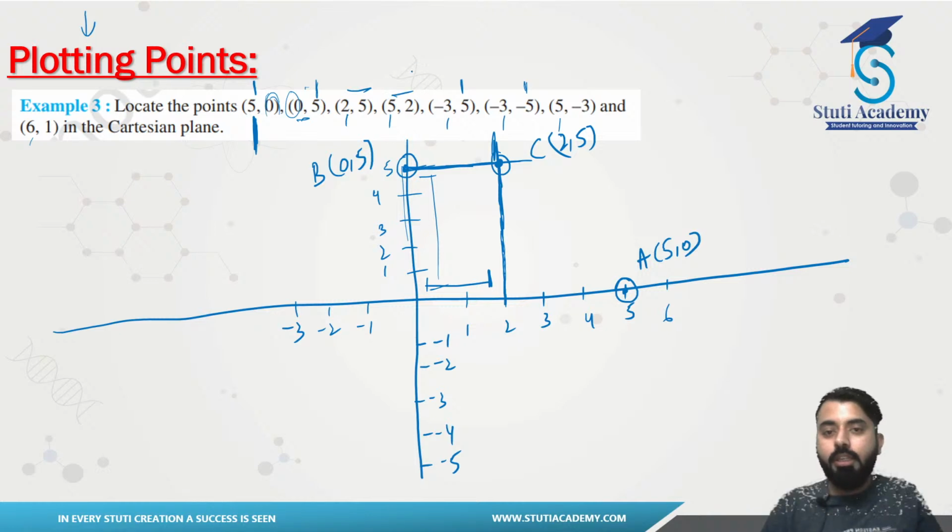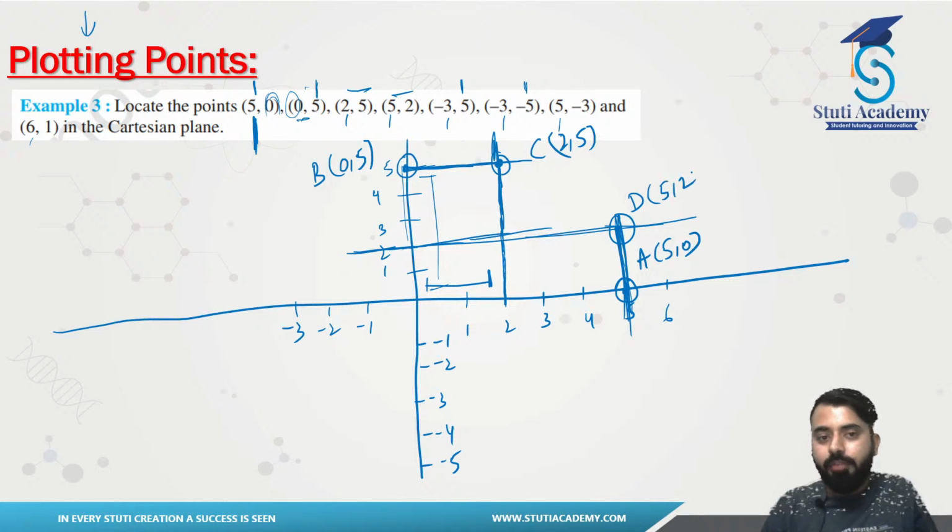And then you have (5, 2). Its horizontal distance is 5 and vertical distance is 2. Horizontal distance 5 is right here. Let's just draw a line here. And vertical distance is 2. So where they meet here, this point is D, which is (5, 2).